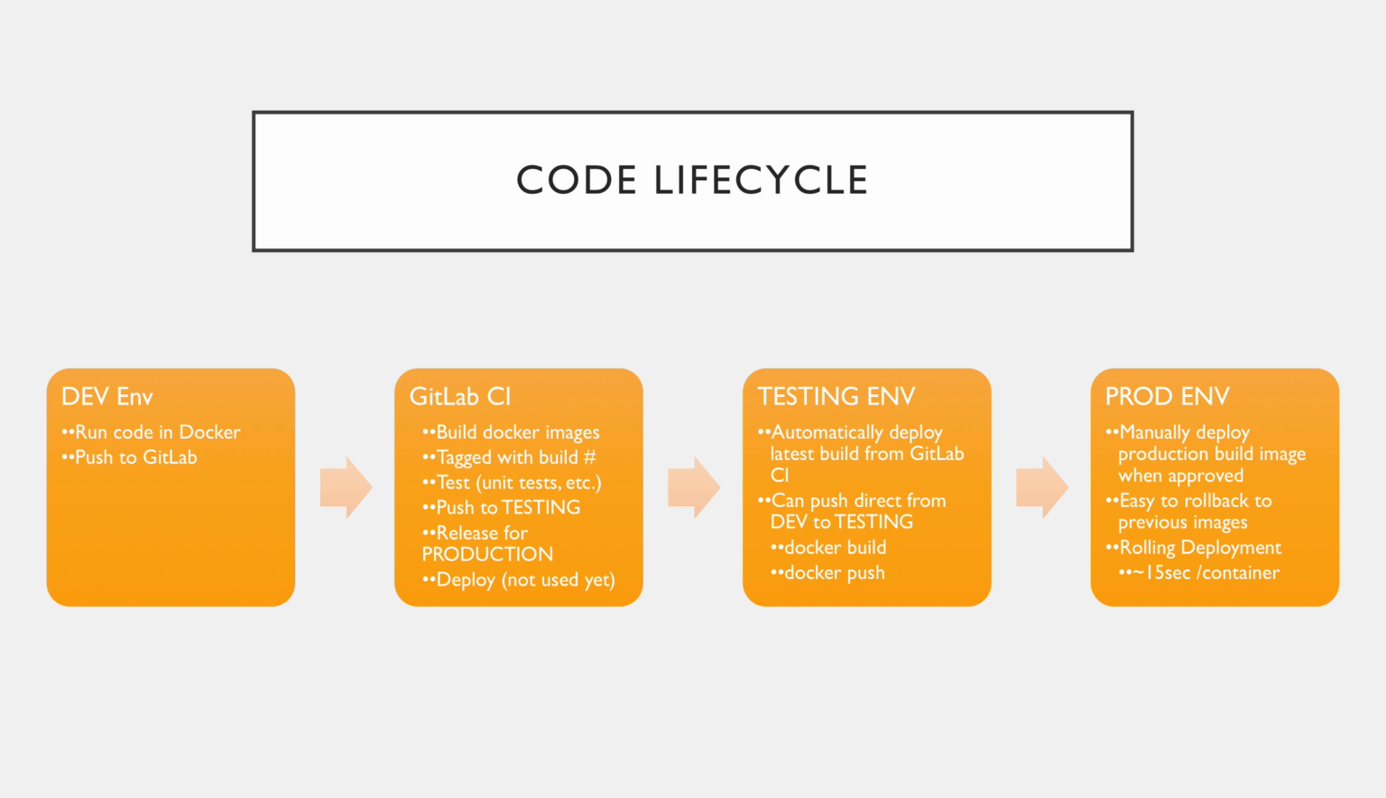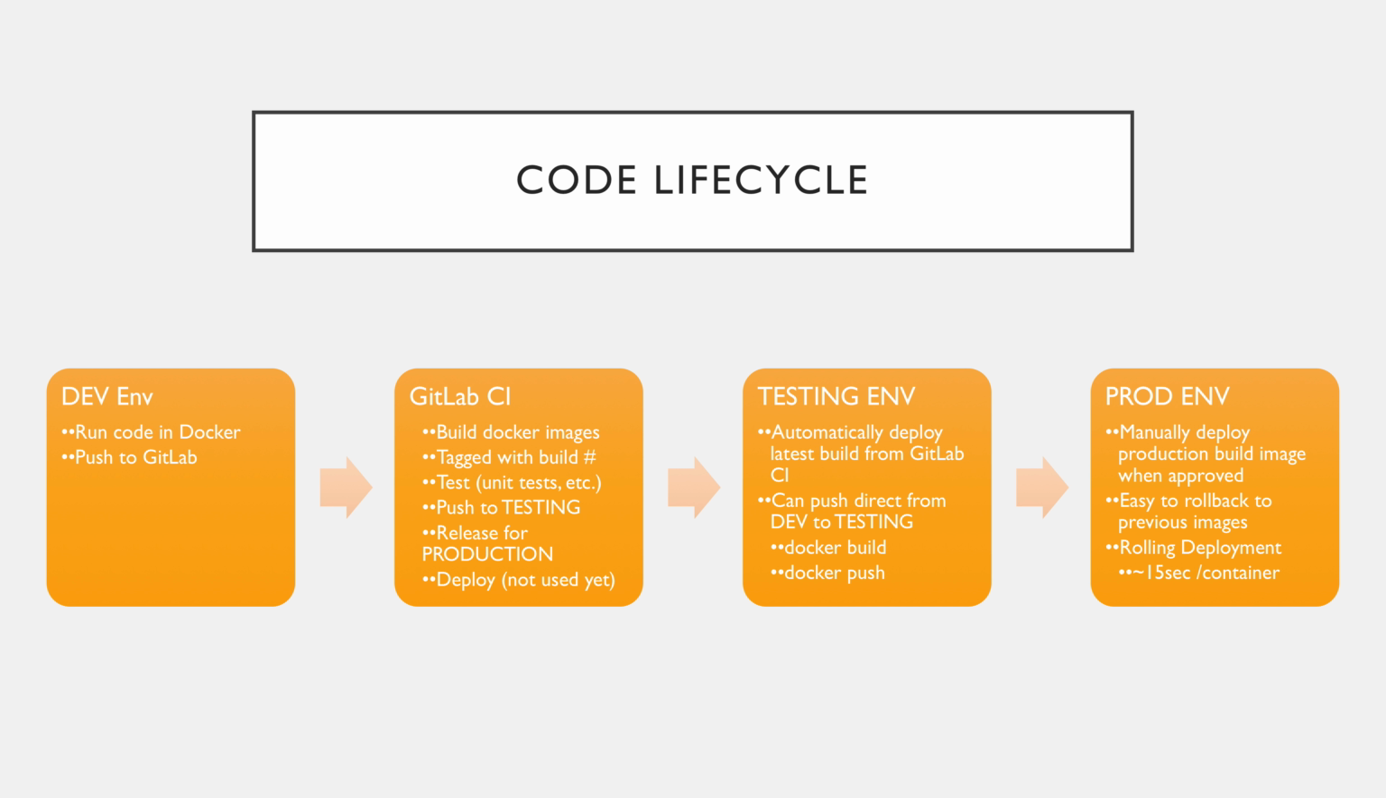So the code lifecycle. I'm just going to quickly describe how we get code from development all the way up into production. In our development environment, everything's running inside of Docker. You make your changes using whatever IDE you want. You push those changes using Git to our GitLab server.